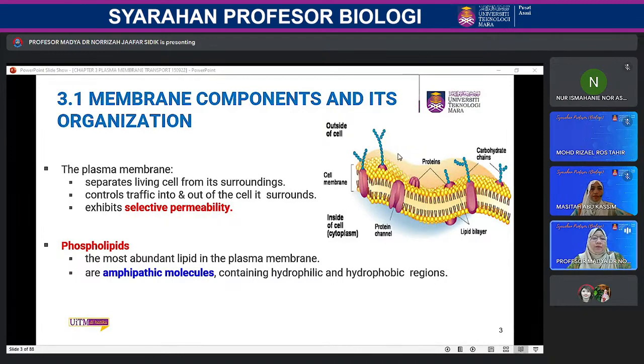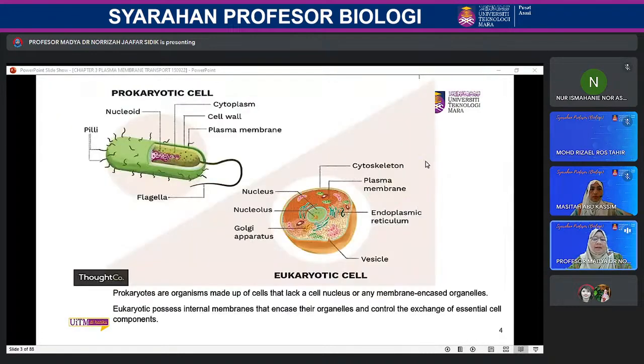And where can you find this plasma membrane? This plasma membrane can be found in prokaryotic cells, such as bacteria. So you should know the definition of prokaryotic cells. And the plasma membrane also can be found in eukaryotic cells. By now students should know the difference between prokaryotic cells and eukaryotic cells.